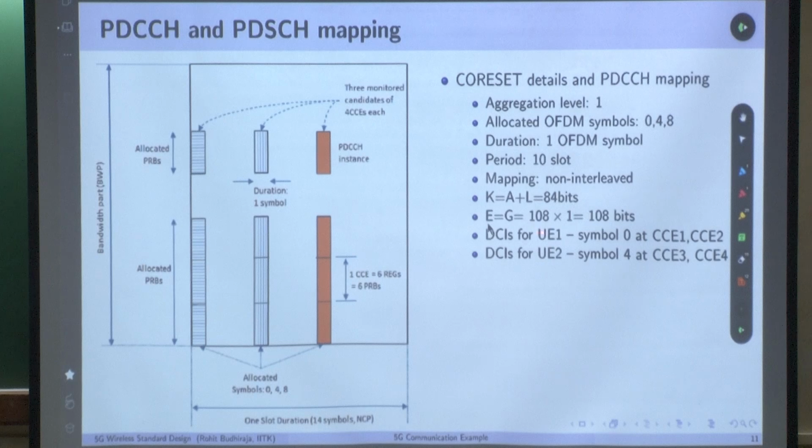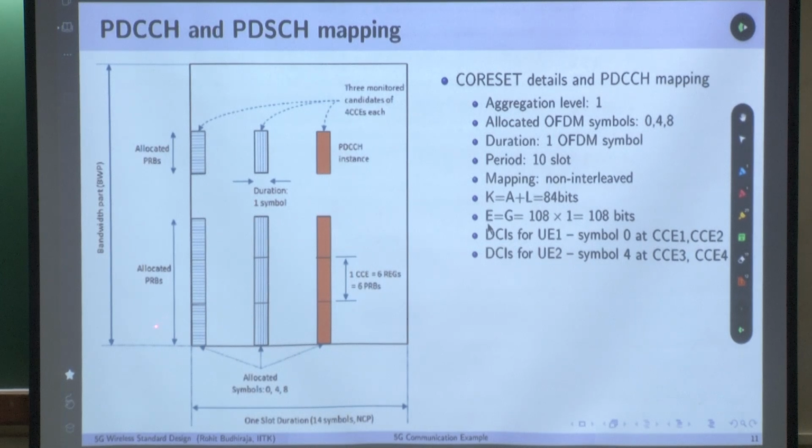So DCI for UE1 is being transmitted at symbol 0 at CCE1 and CCE2. Why? Because there are 2 DCIs, remember that: DCI for downlink scheduling and DCI for uplink grant. Similarly, DCI for UE2 is being transmitted at symbol 4 at CCE3 and CCE4, at these locations.